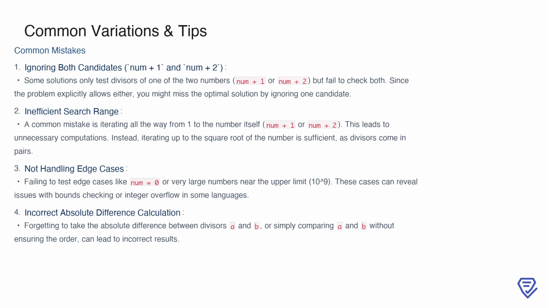First, it's important not to ignore either of the two candidates, number plus 1 and number plus 2. The problem allows you to use either, so failing to check both could result in missing the optimal solution.